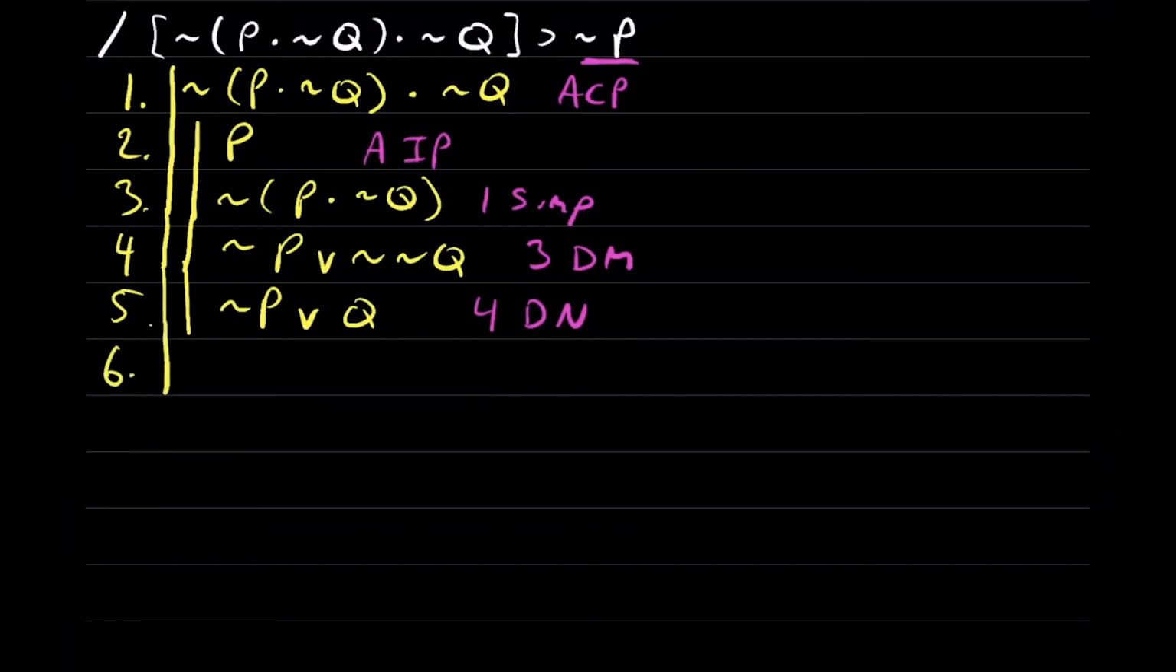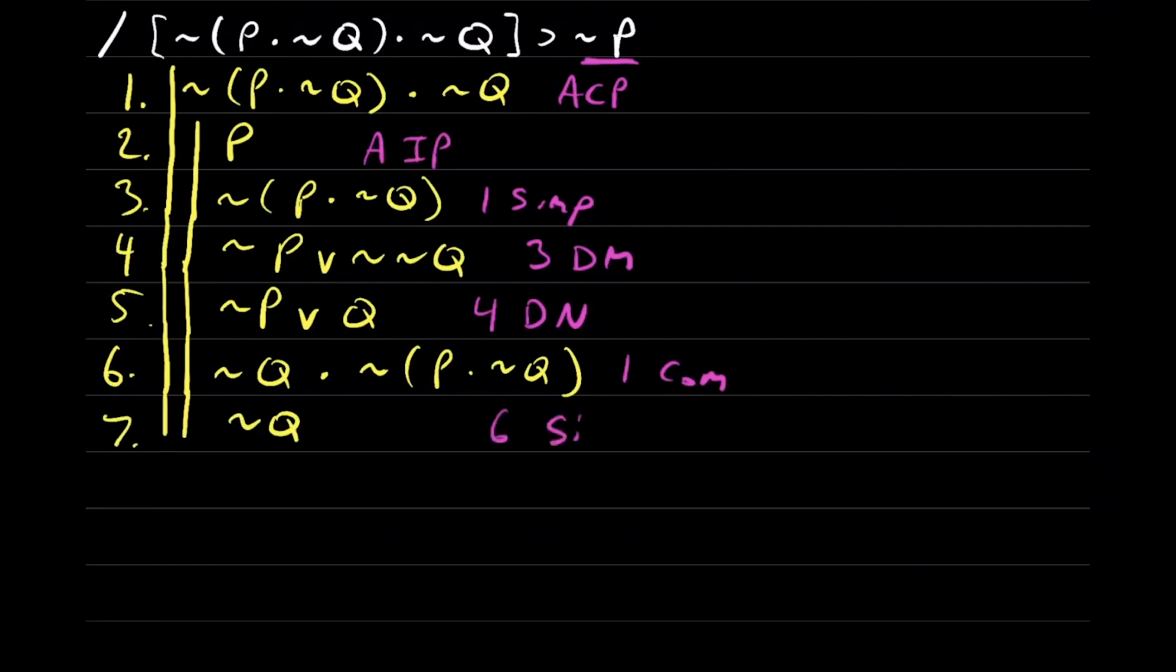So again, keep bringing down these two sequences until we're done with them. So let's see, we're going to do commutativity on line 1. We'll get not Q on the left, and it's not the case that P and not Q on the right. That'll be line 1 by commutativity. Now we can simplify to get not Q on its own line. Line 6 by simplification.